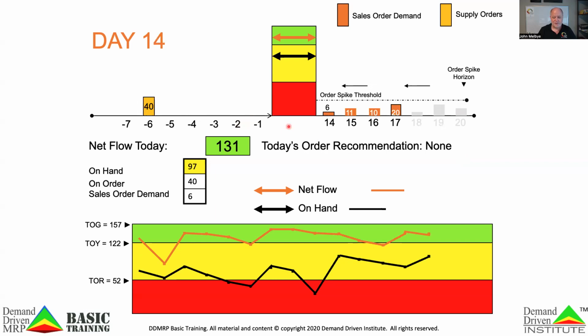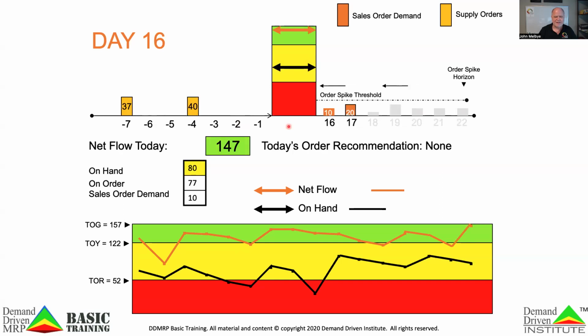So our inventory goes up a little bit. Our net flow is still in the green, so we don't place an order. Day 15, our net flow drops into the yellow. Even though our on hand is pretty good, the net flow tells us when to order. The on hand perspective tells us when to expedite or when to react. So we're going to order 37.